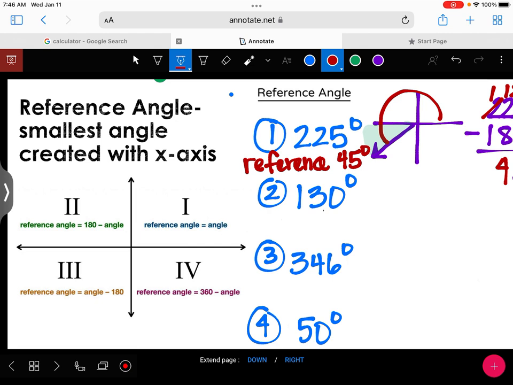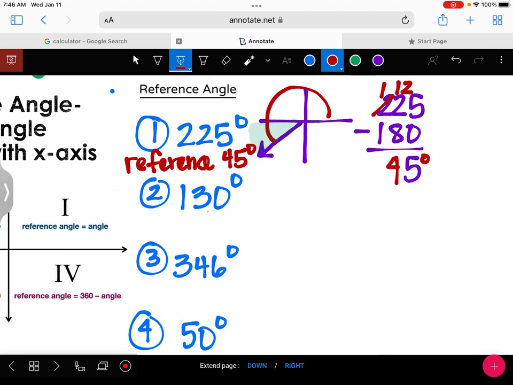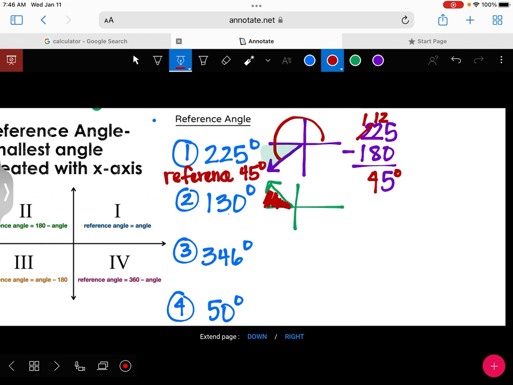So what quadrant is 130? Yep, so it's in quadrant 2. So that would be about here. So your reference angle, again, would be this part. That's what we're looking for. So to find that in quadrant 2, it would be 180 minus 130, which is 50 degrees.